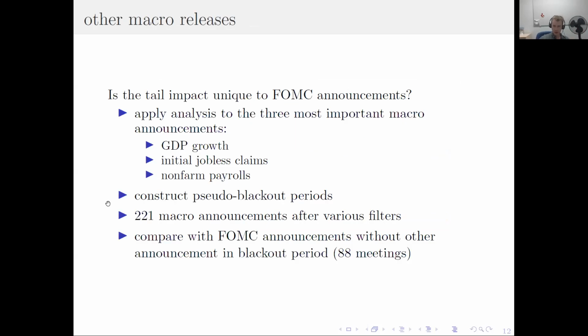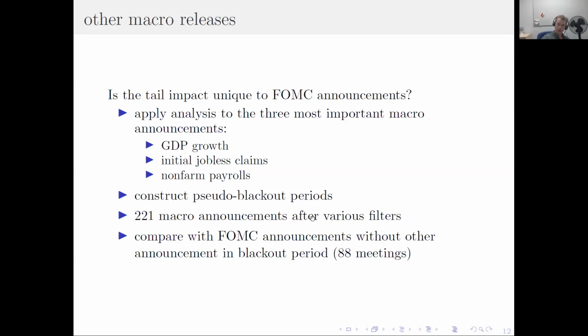Now, a natural objection here is that what we find, so that tail uncertainty increases heavily, could be the case for any other macroeconomic news release. So we next ask whether this tail impact is actually unique to FOMC announcements, and apply the same analysis that we've just seen to the three most important macro announcements. These are GDP growth, initial jobless claims, and non-farm payrolls as identified by a Bloomberg poll.